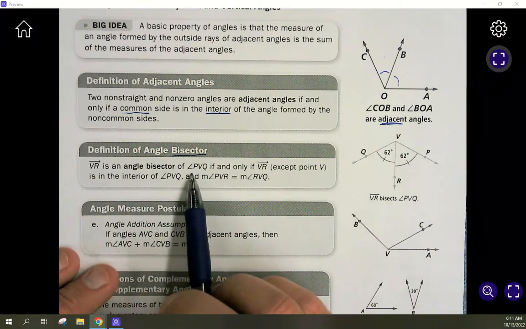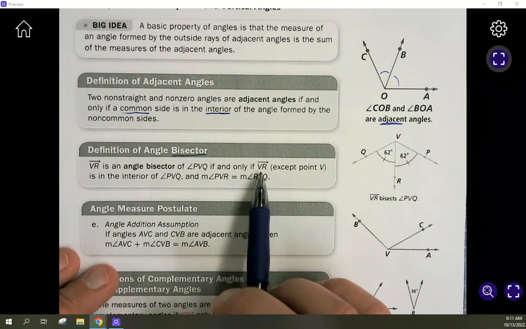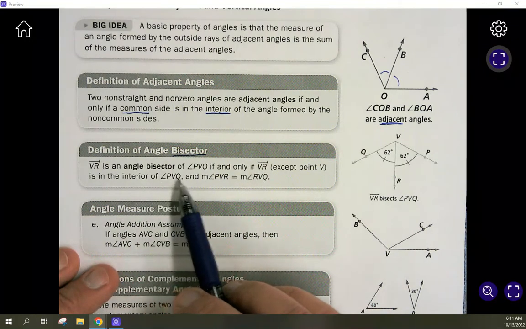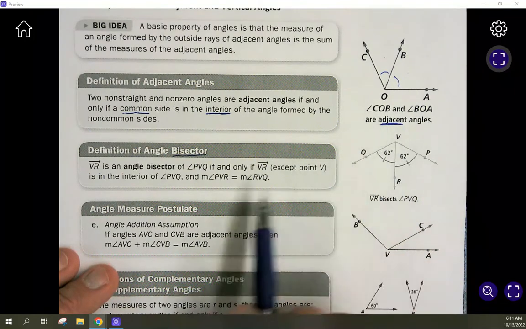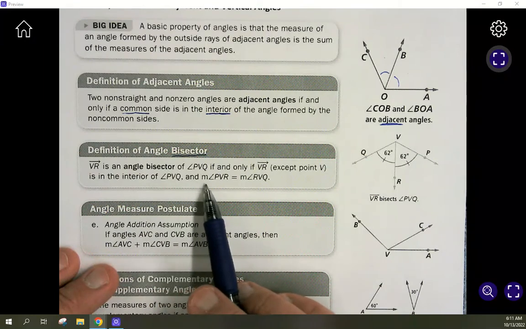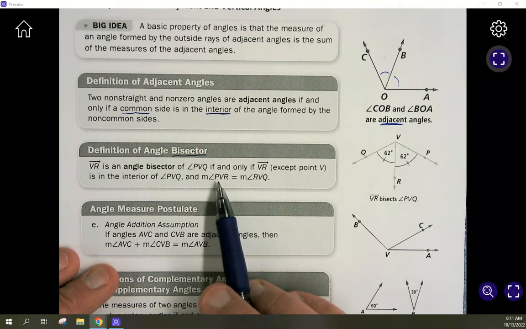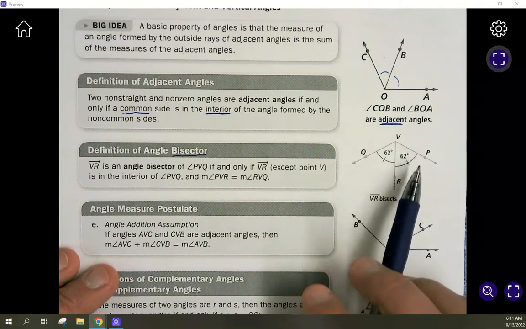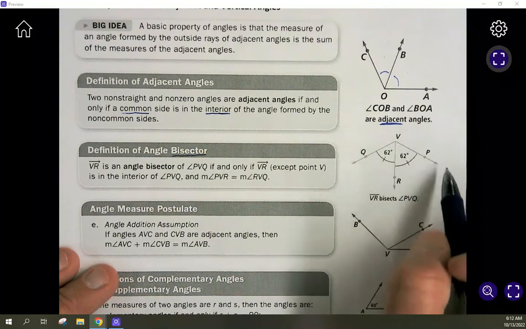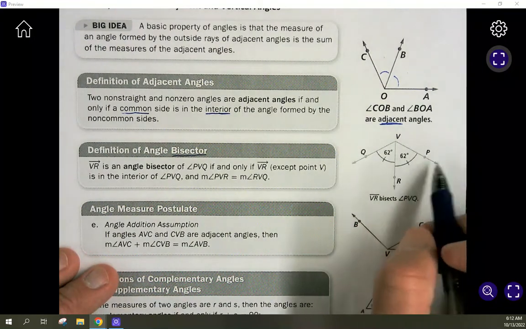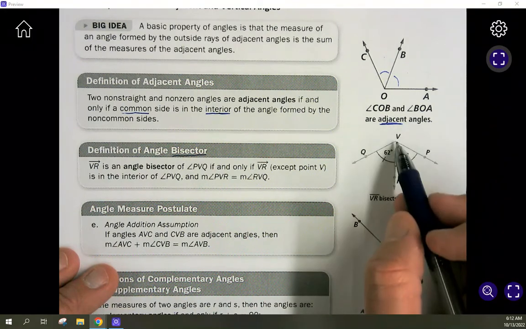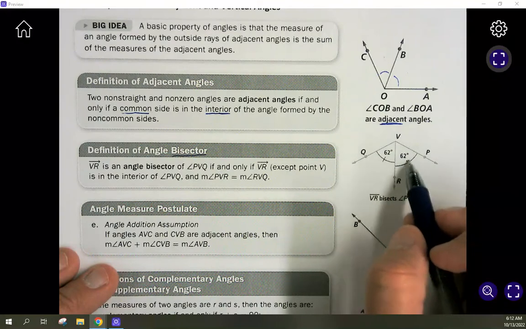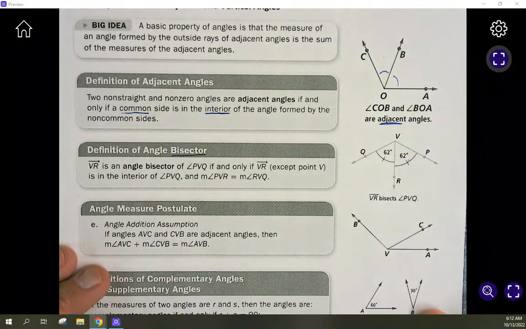So VR is an angle bisector of angle PVQ if and only if ray VR is in the interior. Okay, so it's got to be on the interior. Again, less than 180, not out here on the exterior. And the angle of PVR is equal to RVQ. So I think it's easier just to look at the picture. You've got the big angle, PVQ. You've got a ray on the interior of it, not the exterior, the interior less than 180. That cuts that angle perfectly into two equal pieces. That is an angle bisector.